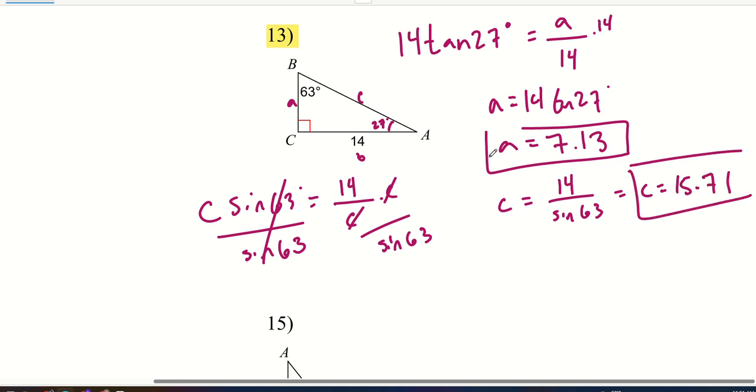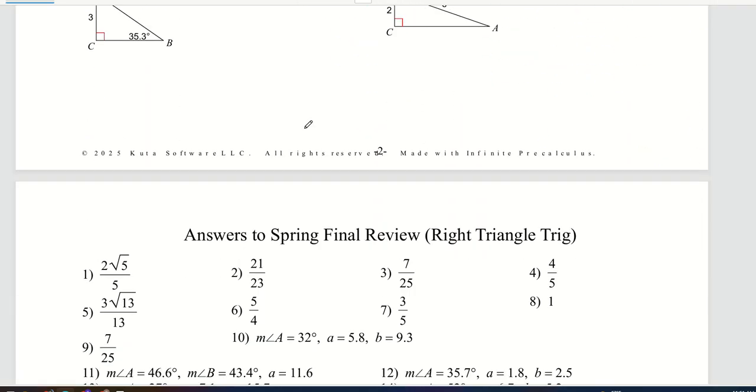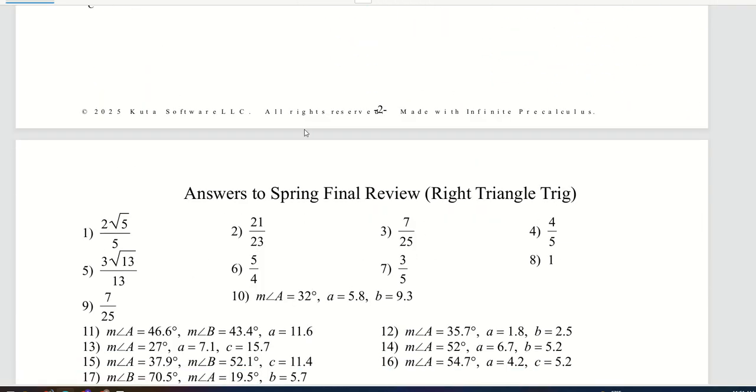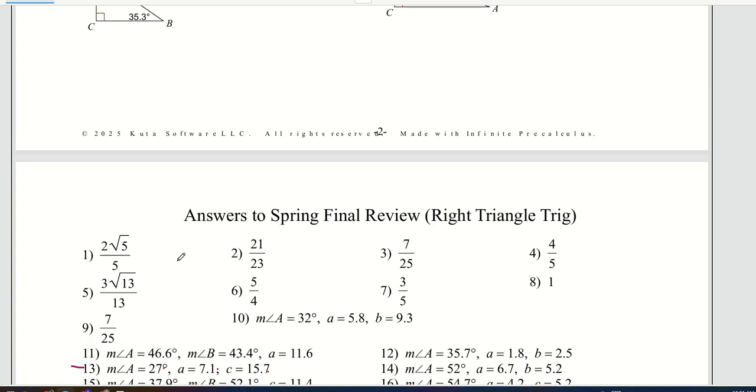Cool. The last one that I want to do, I'm just checking to make sure that we got the right answer: 15.7, 7.1, 27 degrees. Yeah, we got 13 right.